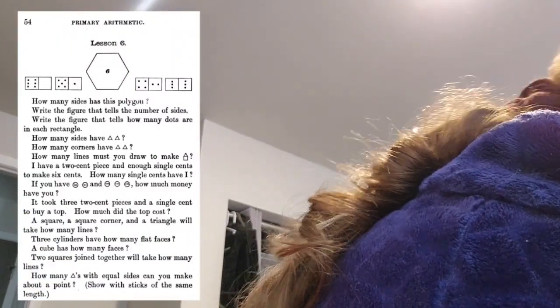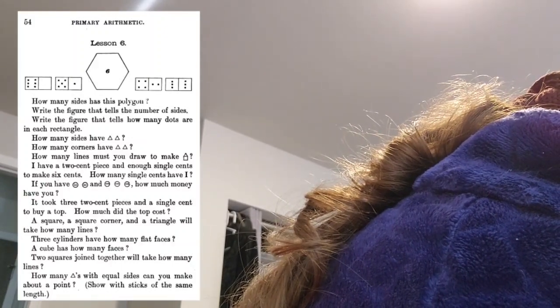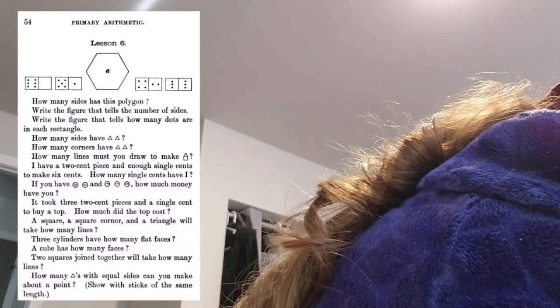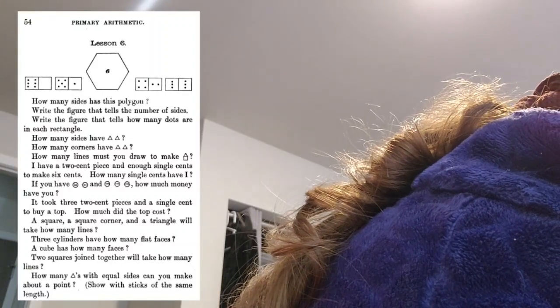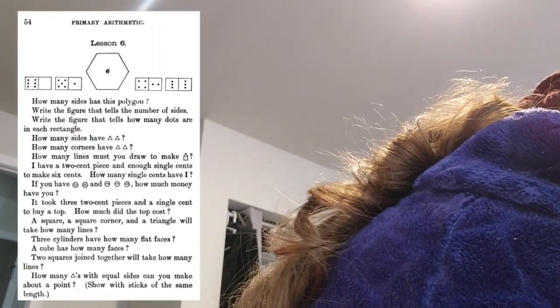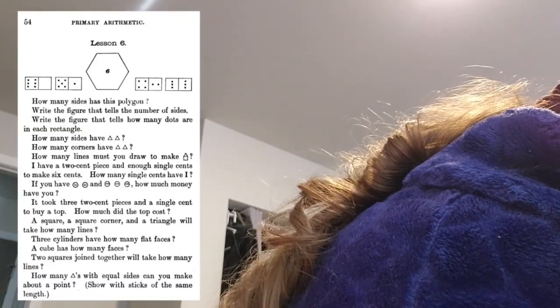Okay, the next one. I hope I don't have to do that again because I don't like these. I took 3 2-cent pieces and a single cent to buy a top. How much did the top cost? 3 2-cent pieces. So that's 6 cents. And then a single cent is 7 cents. So the top costs 7 cents.